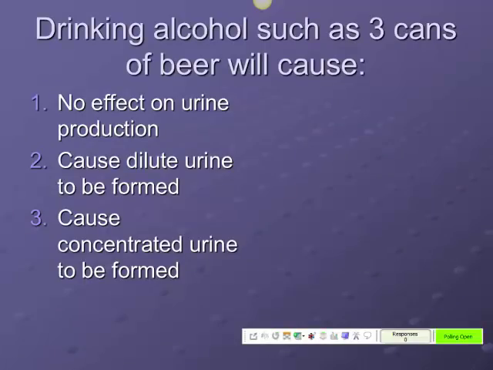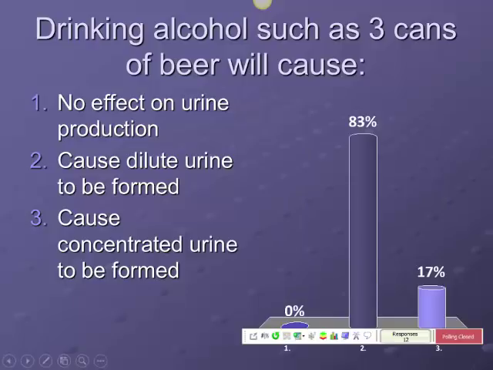So let's take a look at this. What do you think drinking alcohol such as 3 cans of beer will do? Dilute urine to be formed.